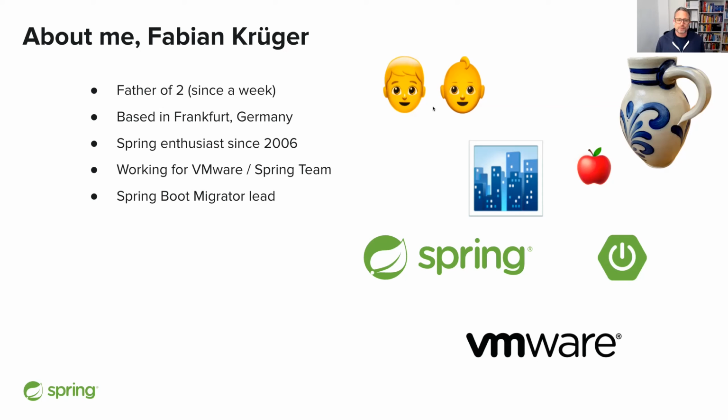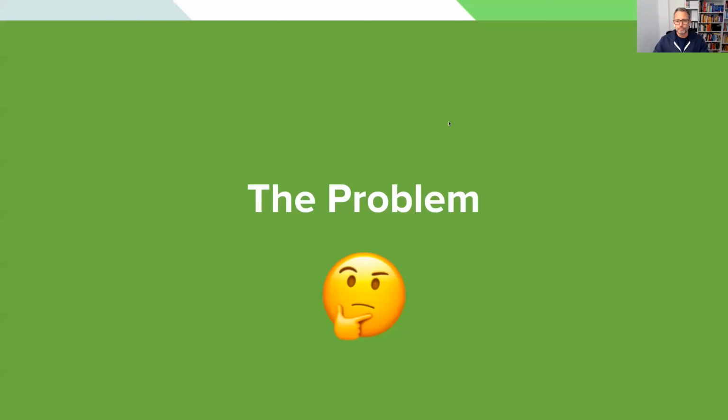I'm a Spring enthusiast since around about 2006 when I finished my studies. Back then with Spring XML, and then later on, obviously moved to Spring Boot. I'm working for VMware since 2019. I've been a freelancing consultant before that time. And end of 2020, I had the chance to rotate into the Spring team to look into a project which was about automated code migrations, which became Spring Boot Migrator later on. And beginning 2021, I joined the Spring Boot team as the Spring Boot Migrator lead. So if something's not working, it's most probably my fault.